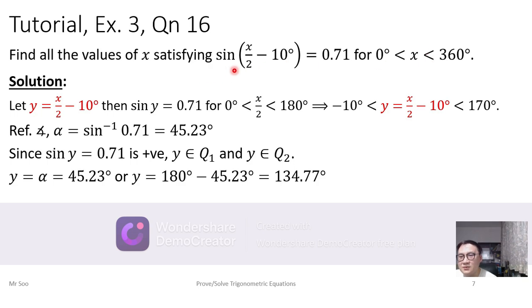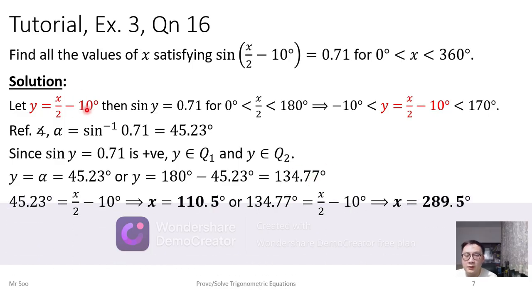In fact, the equation given to you is in x. y is our substitution, see the one in red color. So these two answers are not the final answer. You have to substitute back in. So 45.23 equals x over 2 minus 10 degrees. Similarly, 134.77 degrees equals x over 2 minus 10 degrees.